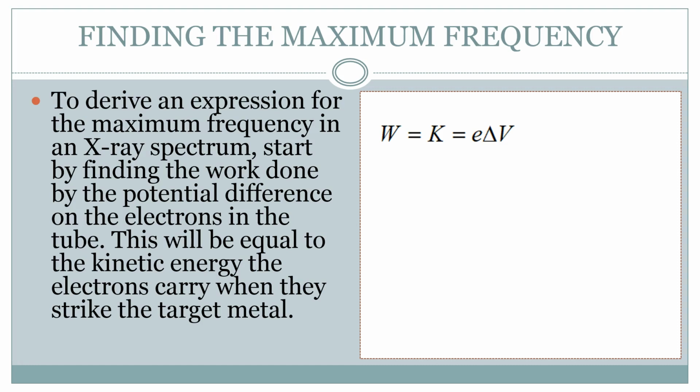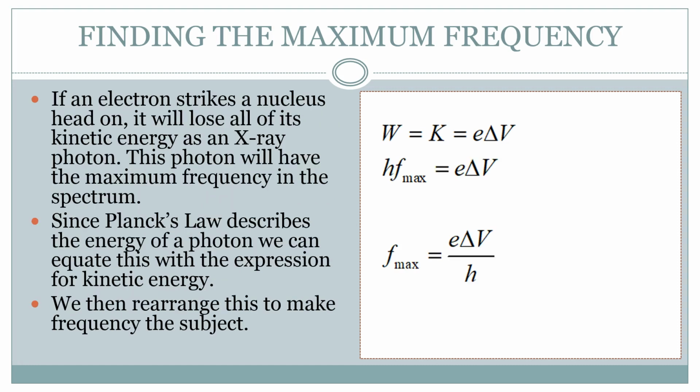Now, the work done on the electrons will be gained by them in the form of kinetic energy. So therefore, the work done will be equal to the kinetic energy of the electrons as they strike the target metal. Now, in the case of an electron losing all of its energy, that kinetic energy will be turned into a photon. And we know from Planck's law that the energy of a photon is given by hf, where h is Planck's constant and f is the frequency of the photon. So therefore, the maximum energy photon, hf max, will have an energy equal to the work done, e delta V.